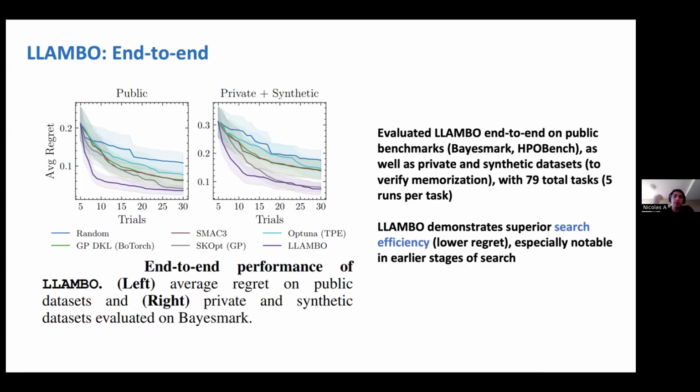And we compare with classical Bayesian optimization methods like Gaussian process with deep kernel learning, an improved version. We use SMAC, SkOpt, Optuna using TPE, the multivariate TPE, and LLAMBO. And we can see that LLAMBO is, in general, better than all the baselines, and particularly is very efficient in the low sample regime.